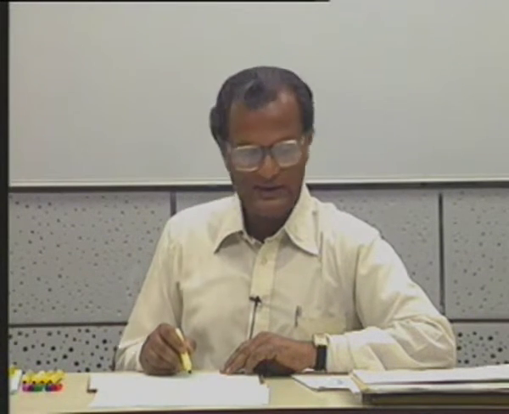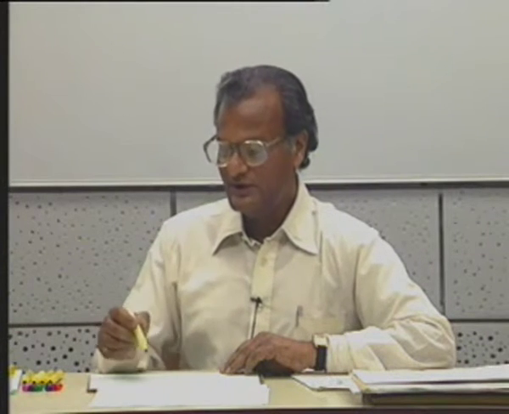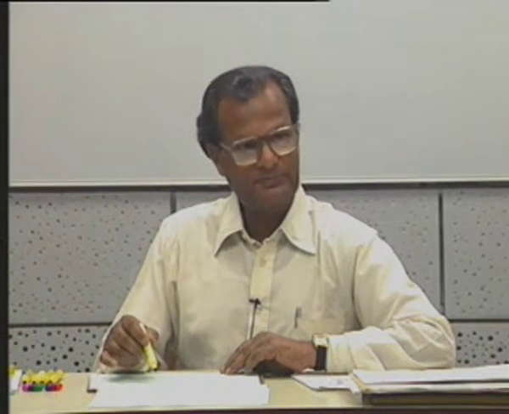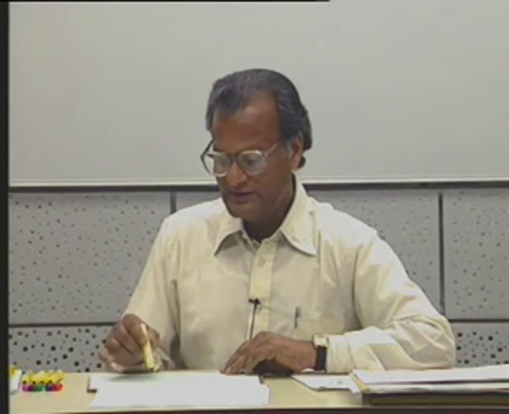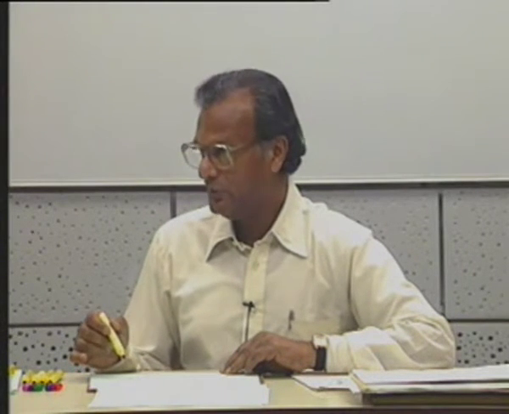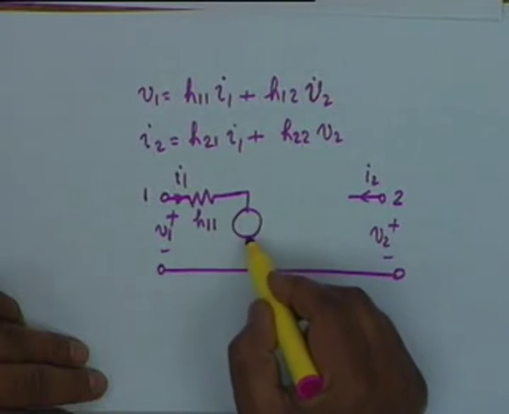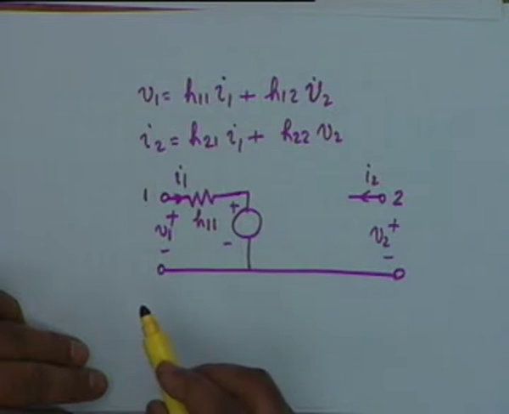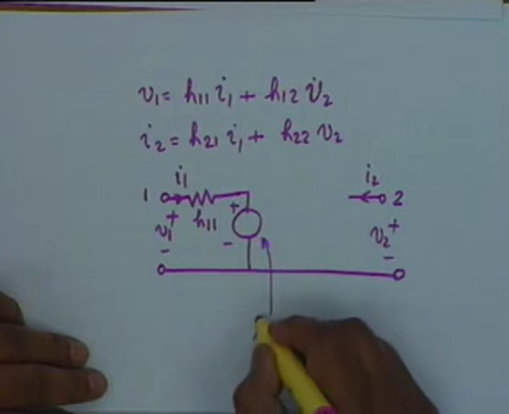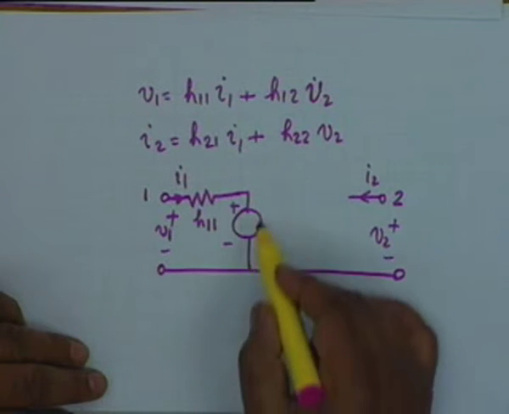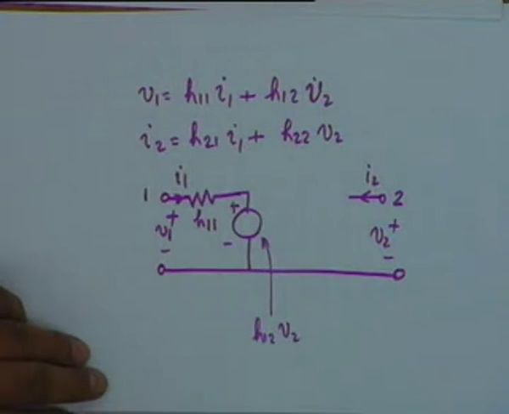V1 is equal to H11 I1 plus we want a coupled term. V1 is now coupled to V2, the other port voltage, through a term H12 V2, and the simplest way is to have a voltage generator here whose value is H12 V2. What would you call this voltage generator? It is a dependent generator. Its voltage depends on V2 and therefore this is a controlled source or dependent voltage source.